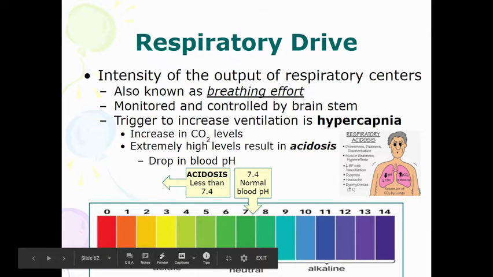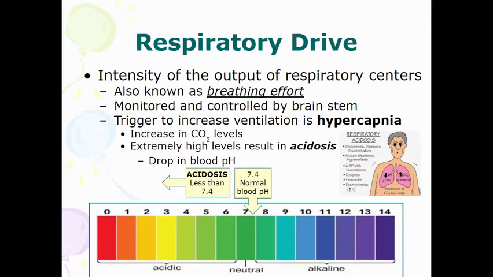Respiratory drive refers to the intensity of the output of the respiratory centers. This is also known as breathing effort. This is monitored and controlled by the brainstem. And the trigger to increase ventilation is hypercapnia. Hypercapnia is an increase in carbon dioxide levels.